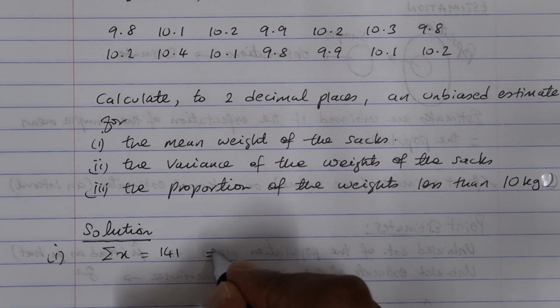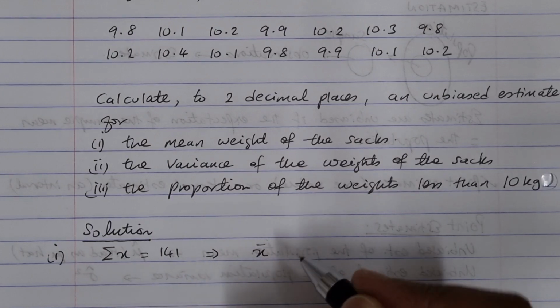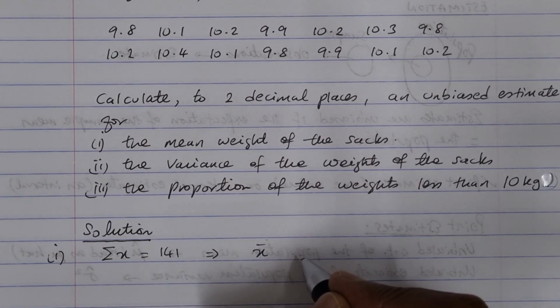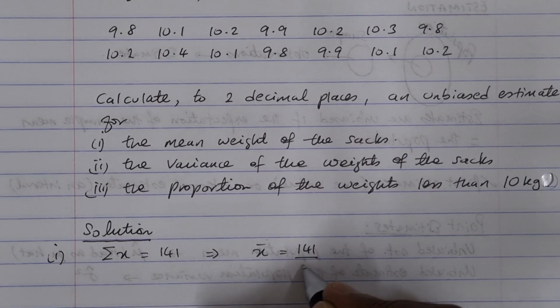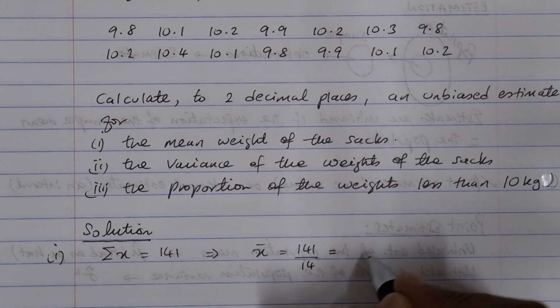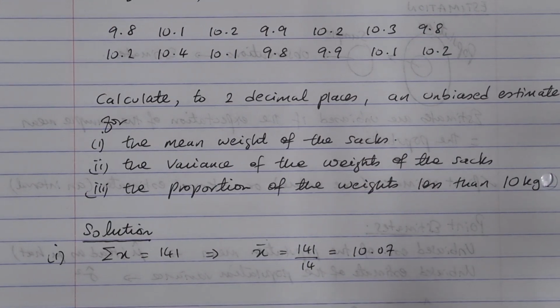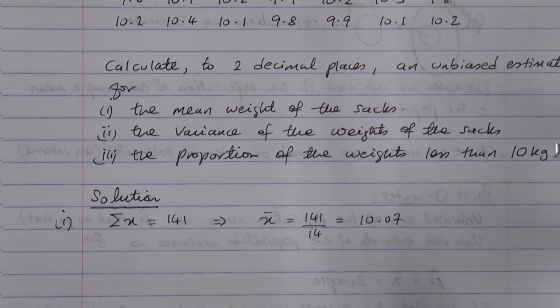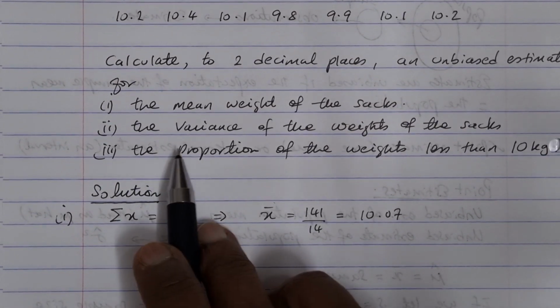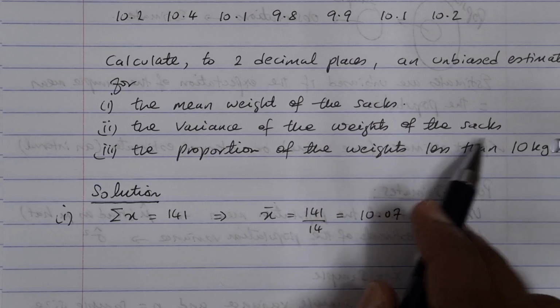Therefore, the unbiased estimate of the mean weight of the sacks is going to be equal to 141 divided by 14, and to 2 decimal places we're looking at 10.07. I guess that was pretty much easy. And the second one, we need to find the variance of the weights of the sacks.